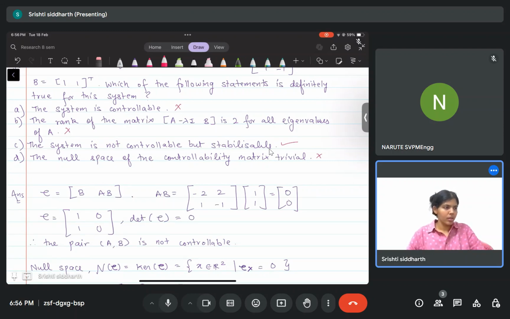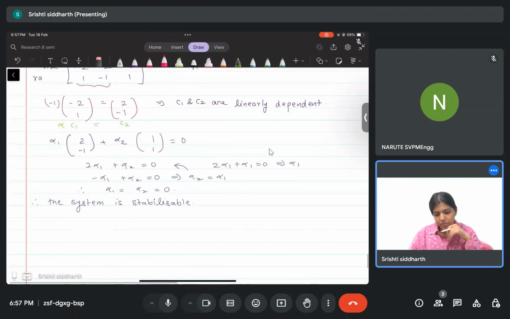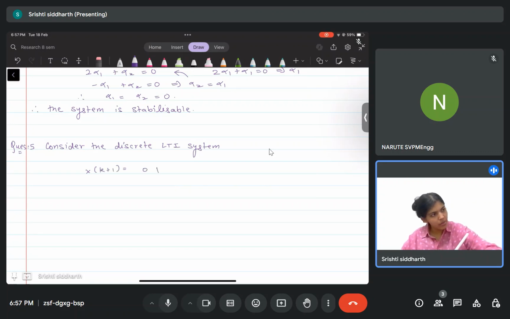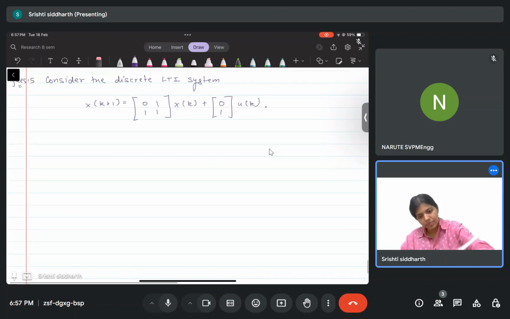Alright, this question is clear to you. Now let's move on to the next part. So consider the discrete LTI system. The system is given by x at k plus 1 equals [0, 1, 1, 1] times xk plus the b vector, that's [0, 1] times b. So now we have to comment on the controllability and stabilizability of the system.